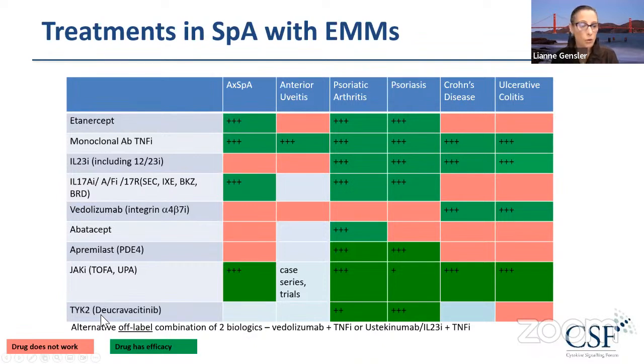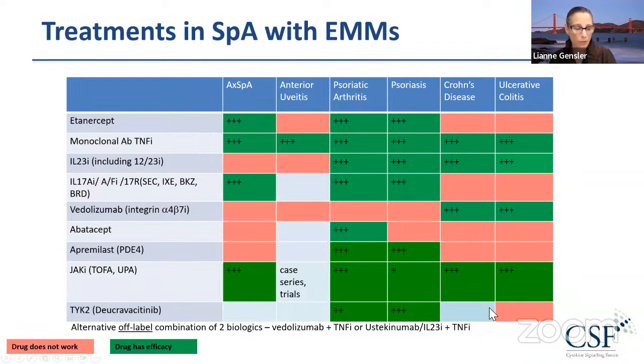We have no data yet in axial spondyloarthritis. Deucravacitinib is the therapy that's being studied. We know that it works in psoriasis. There's good phase 2 data in psoriatic arthritis, but last year, the deucravacitinib trial failed in ulcerative colitis. So this is TYK2 being a JAK4 inhibitor. Many people will say it's not a JAK inhibitor.